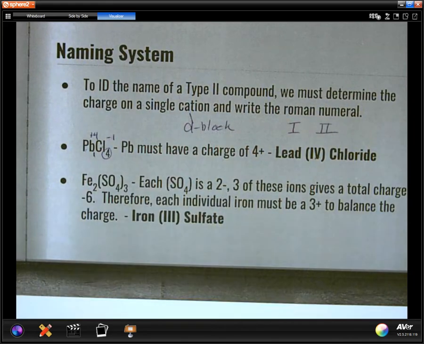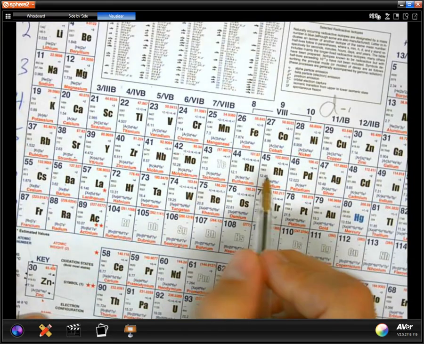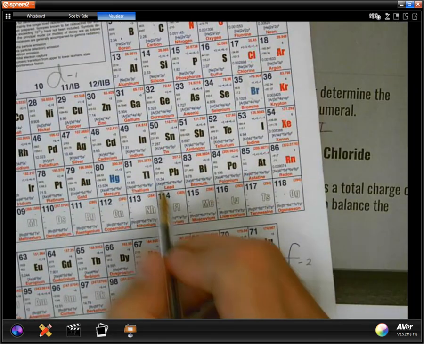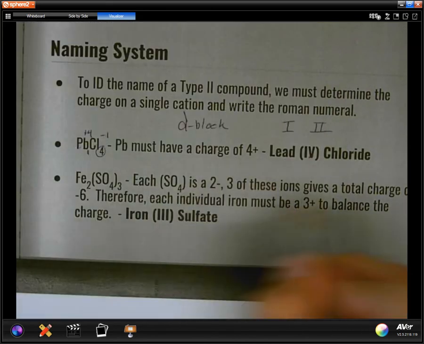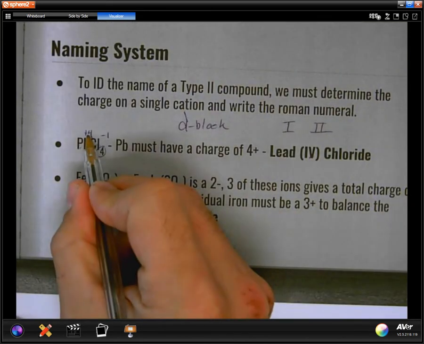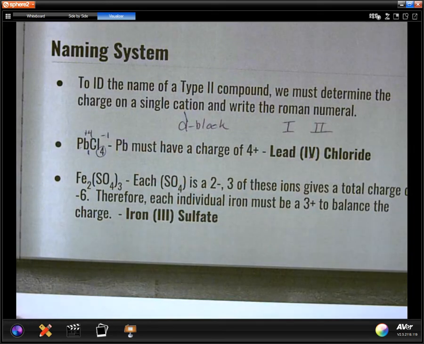But when you check your periodic table and see that lead has multiple oxidation numbers, you need to tell me which one it is. In this case, it's +4. So you would write the Roman numeral for 4 down.